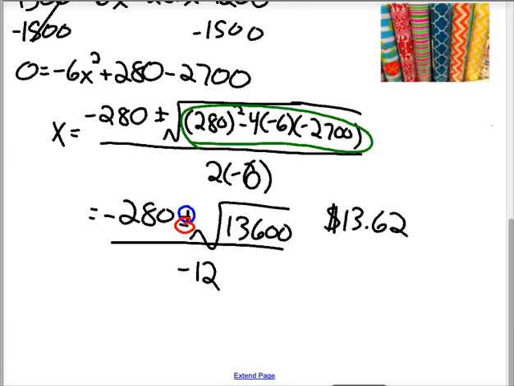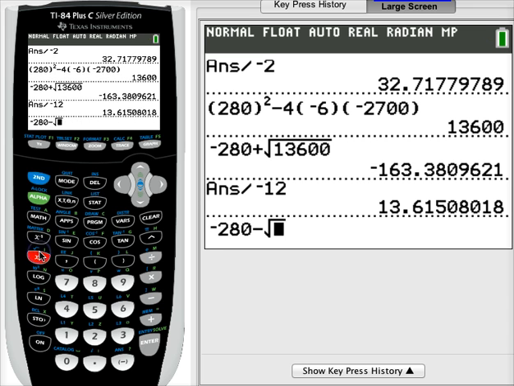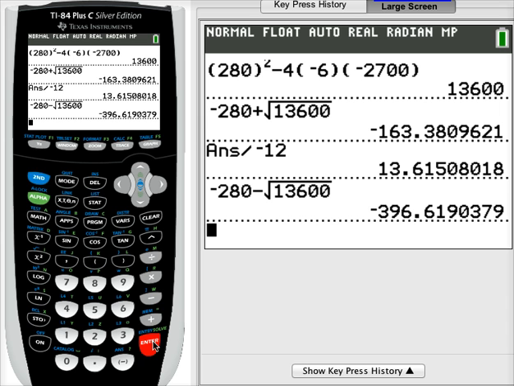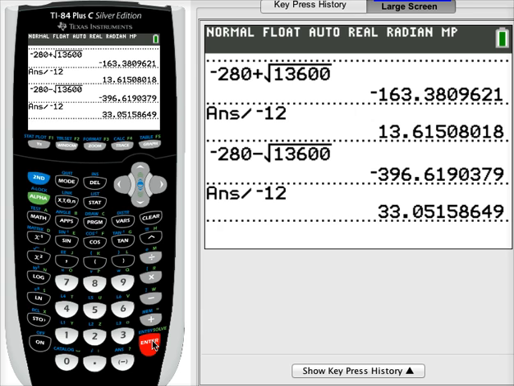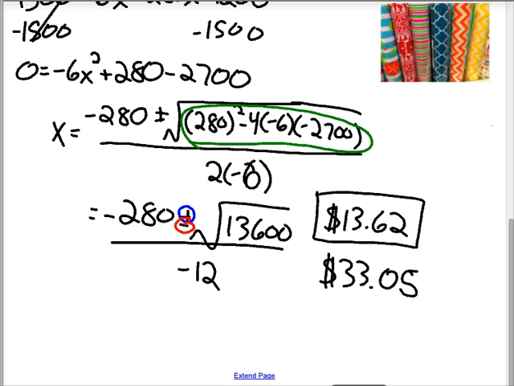And you have the negative piece that you have to solve for. So negative 280 minus the square root of 13,600 divided by negative 12, $33.05. So if you want to charge the least amount possible, you would charge the $13.62.